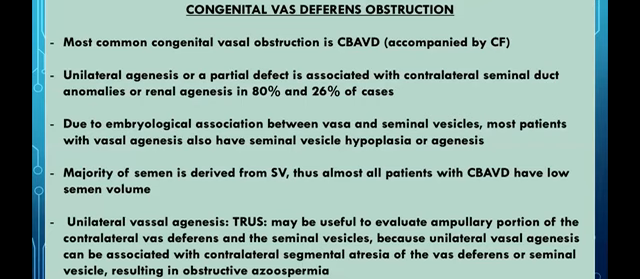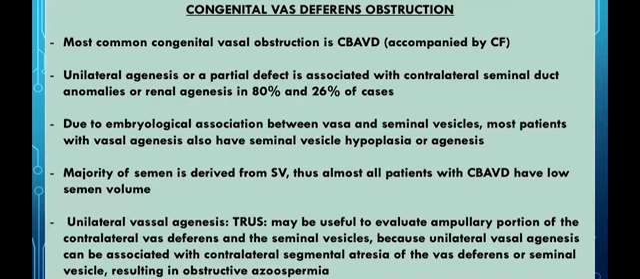So congenital vas deferens obstruction. The most common congenital vasal obstruction is the congenital bilateral vas deferens obstruction, and this is accompanied by the cystic fibrosis gene mutation. Unilateral agenesis is almost like a partial defect, and it's associated with seminal duct abnormalities and renal agenesis. So in these patients, one must always remember, if you've got a unilateral agenesis of the vas deferens, one must look at the kidney, and you can do an abdominal ultrasound.